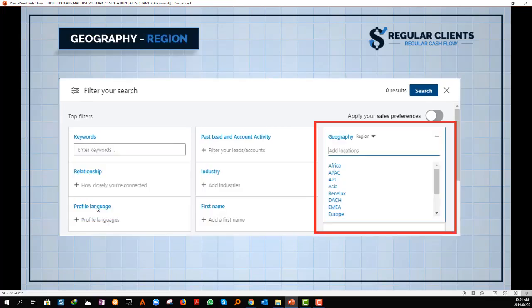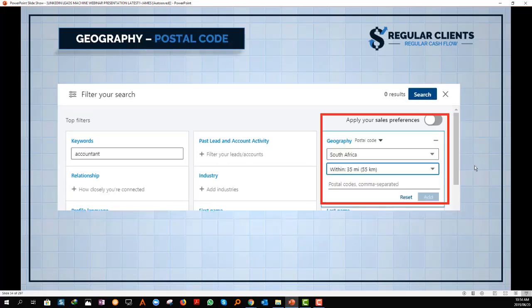Then here is how we apply our preferences. So remember we said for location or geography, there's two. So this is the region. So it could be Africa, Johannesburg, Edenvale, whatever it is. And then the next one, if you do have Sales Navigator, you can use postal code. And this is really useful where you're trying to target people that are very close to you. So you can see here the geography is South Africa, and I'm saying within 35 miles or 55 kilometers of, and then I would put my postal code in here and it would bring up the people that it knows are fairly close to me in my niche.